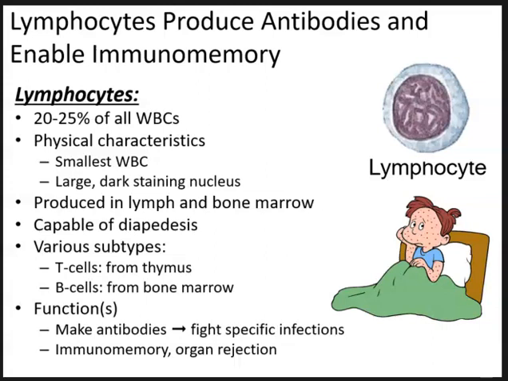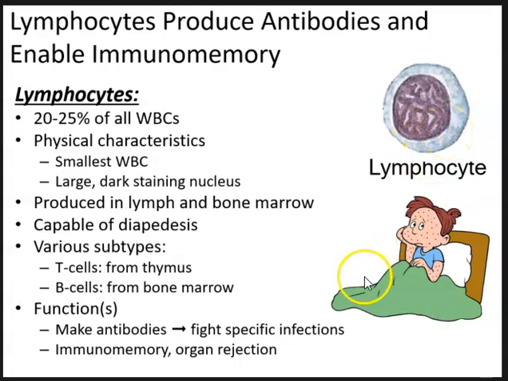The next agranulocyte are lymphocytes. So we know that lymphocytes produce antibodies and also help enable immunomemory. Lymphocytes make up about 20 to 25% of all white blood cells. Physically speaking, they are the smallest of all the white blood cells. They are the dime when you think of coins relative to the other cells. They have a very large dark staining nucleus. When I describe these cells to my students, I usually talk about lymphocytes having a fried egg appearance. So a very large nucleus with a very small rim of cytoplasm at its edges.